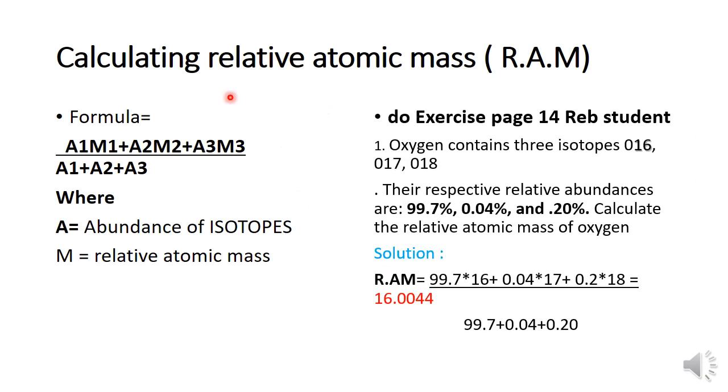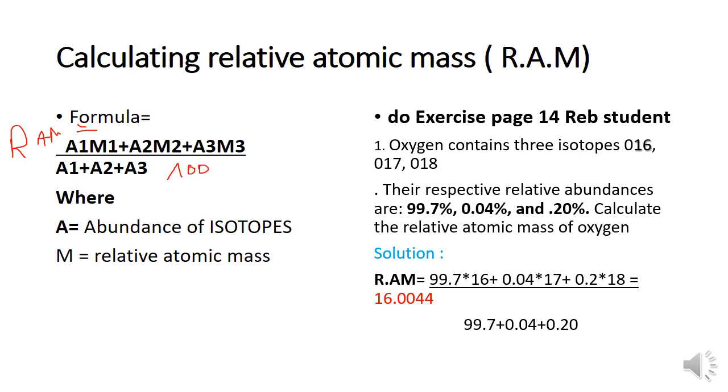Then we are going to see how to calculate atomic mass. We use this formula. We take A1 times M1 plus A2 times M2 plus. This is the formula we have to use when we are calculating relative atomic mass. Use this formula, over 100.